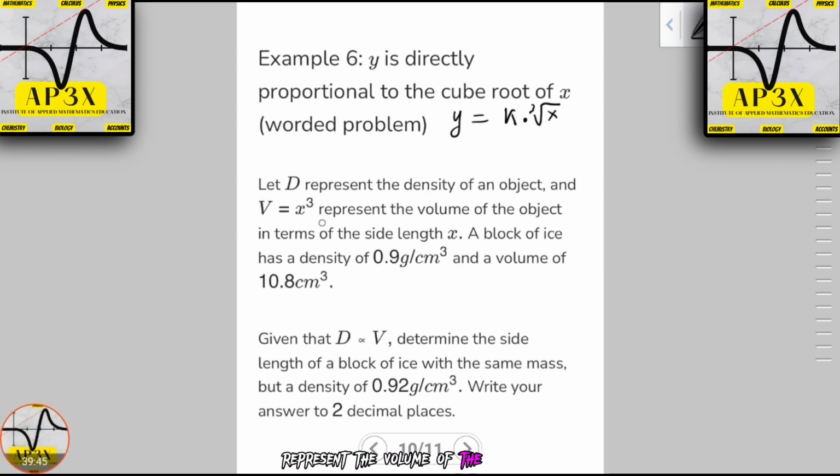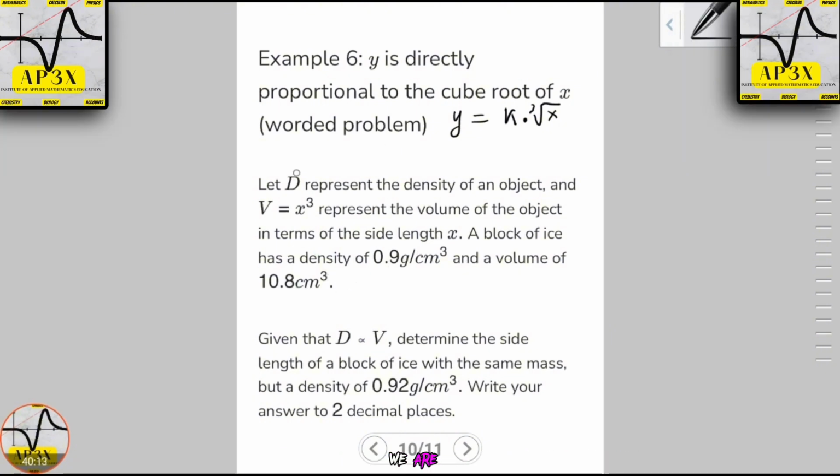Represent the volume of the object in terms of the side length x. Okay, hold on, let's read again. Let D represent the density of the object and V equals x cubed represent the volume of the object in terms of the side length. A block of ice has a density of 0.9 grams per cm cubed and the volume is 10.8 cm cubed.